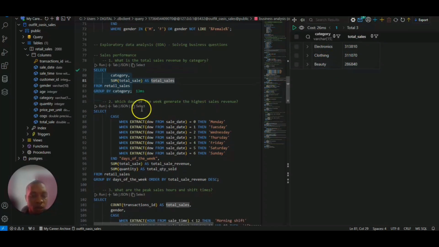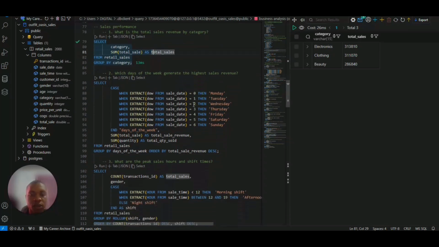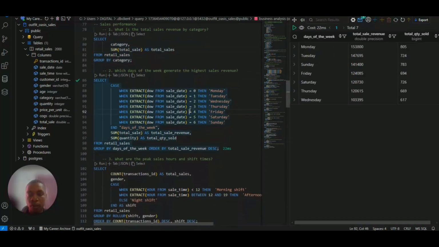And then the next question, which days of the week generate the highest sales revenue? So you can see the days of the week. We had Monday doing the most sales. So it means for 2022 and 2023 that Monday was the day that we had the highest sales. So you can see the quantity that was sold for that particular day combined in the entire year.